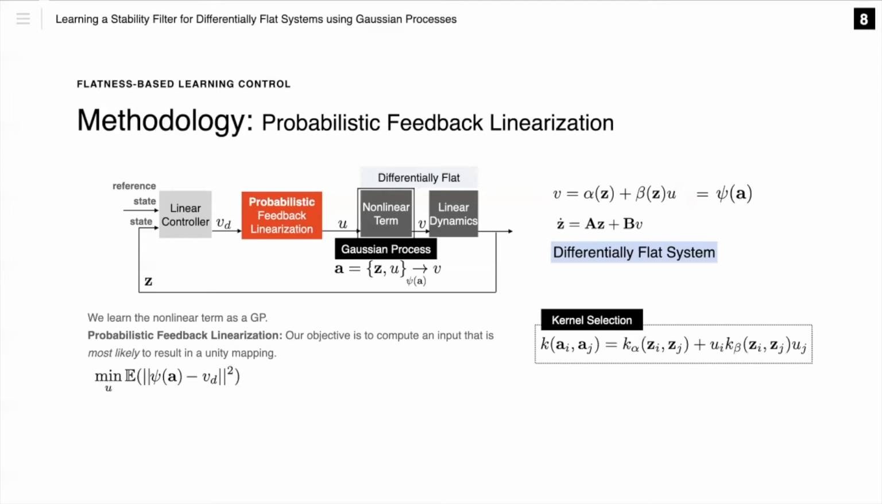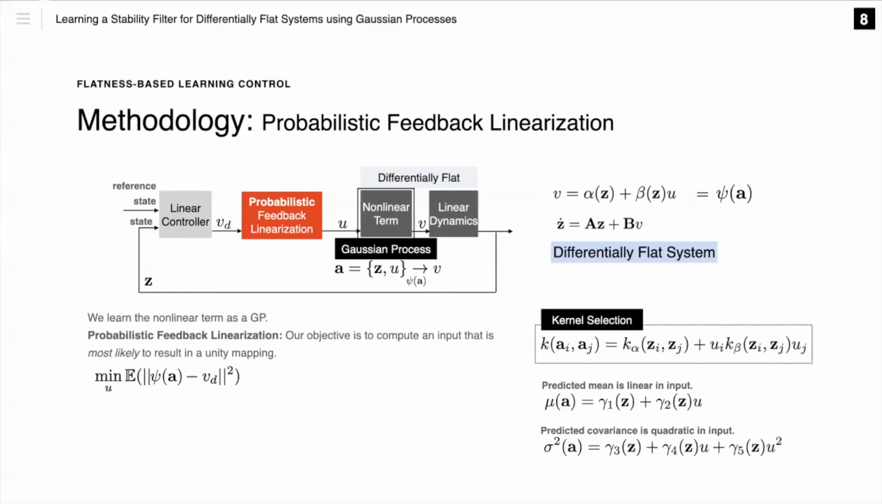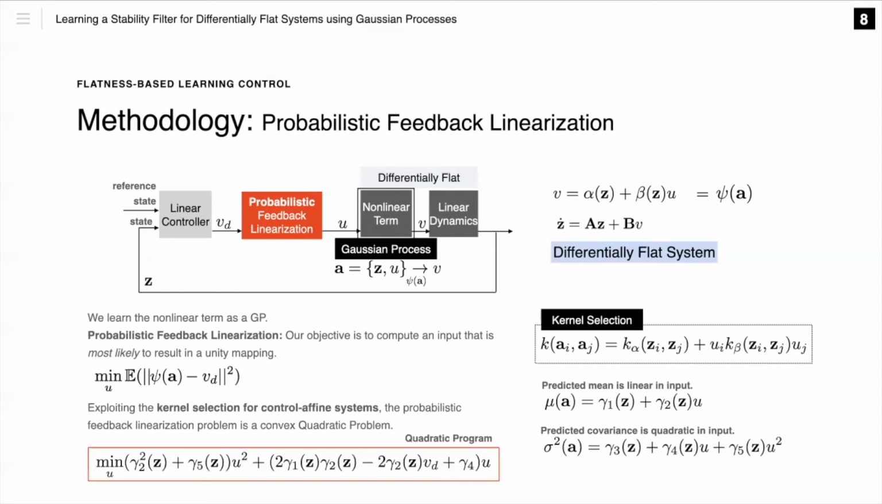We propose using the following kernel selection for the Gaussian process. As a result of this kernel selection, the predicted mean for the Gaussian process is linear in the input, and the predicted covariance is quadratic in the input. So by exploiting this kernel selection for control-affine systems, the probabilistic feedback linearization problem is a convex quadratic program. And this can be efficiently solved.